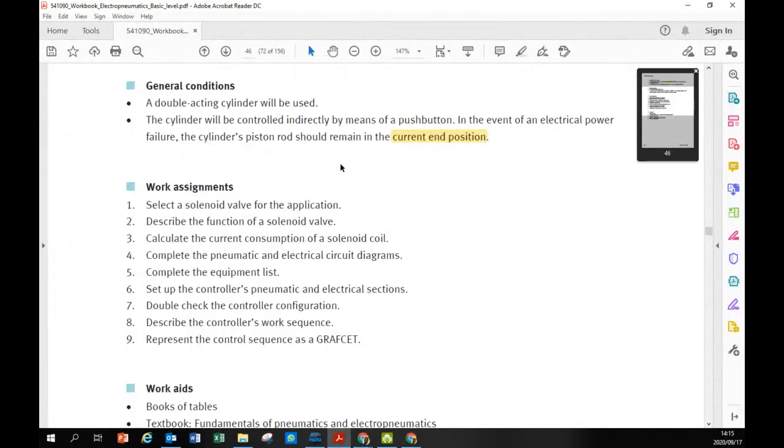Select a solenoid valve, the correct one, and describe the solenoid valve. I've told you how they are different. You can even differentiate them and you understand. Calculate the consumption. I don't care about consumption. Complete the equipment list, that's your labeling. Hey, don't write me these things, guys: 1, 2, 3, 4, 5, 6, 7, 8. I'll give you a wrong. You label.